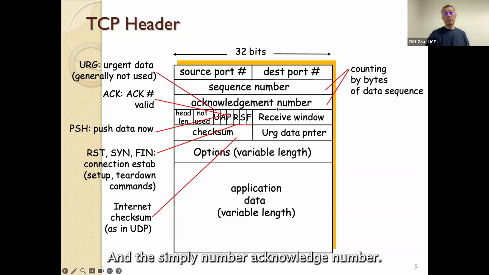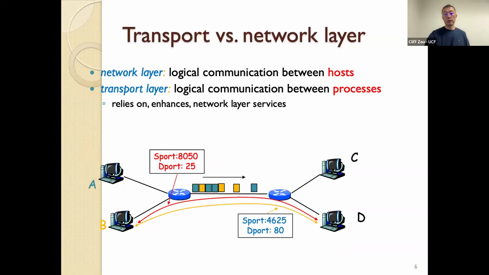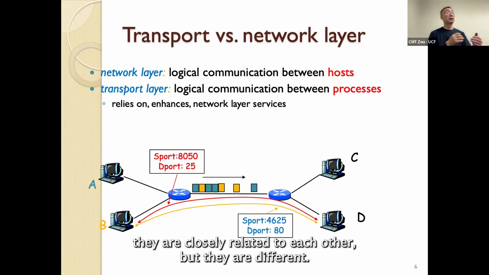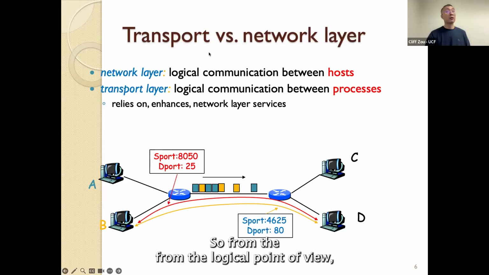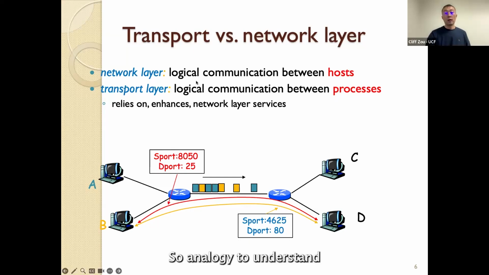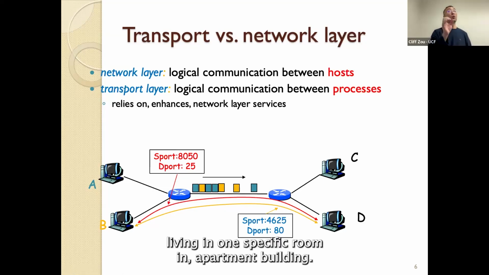And the sequence number and acknowledge number, I will explain in a little more detail a little bit later. As I said, the network layer and transport layer are closely related to each other, but they are different. From the logical point of view, you can use post office mail delivery as an analogy to understand. When you deliver a letter to your friend, suppose your friend lives in one specific room in an apartment building.